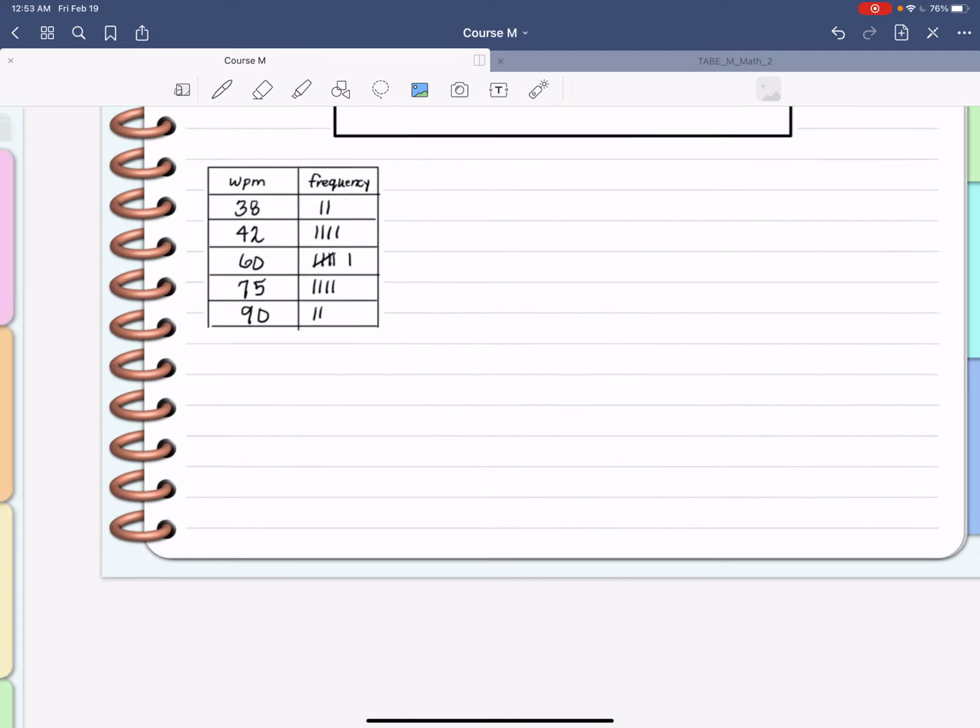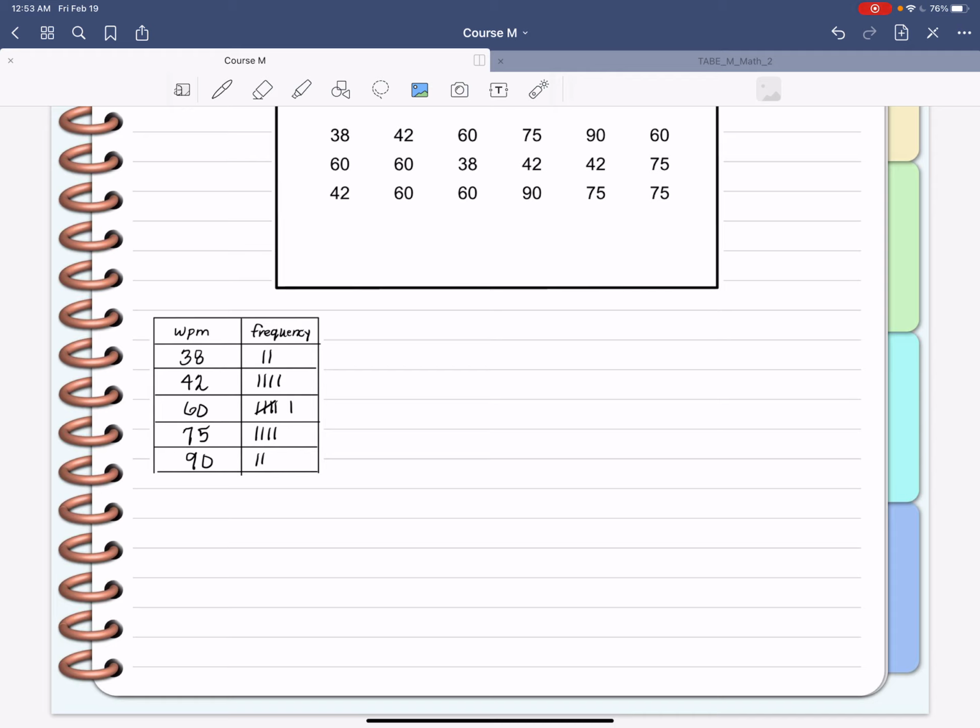All right, let's get the mean. Remember, the mean is to add up all the data. So I'm going to show you how I would do that. I would say 38 times 2 plus 42 times 4 plus 60 times 6 plus 75 times 4 plus 90 times 2.